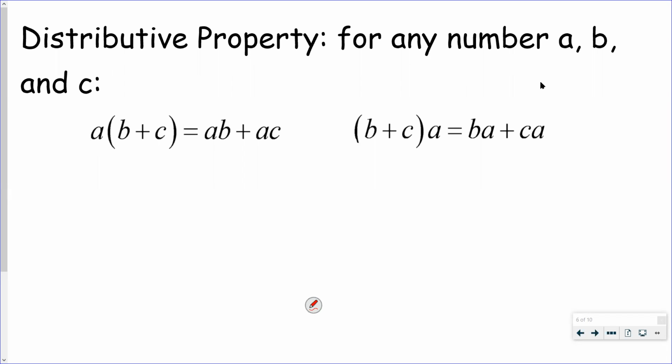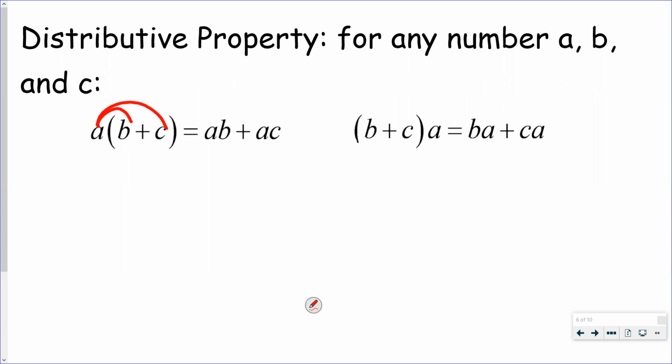If we have the number A and we are multiplying it by B plus C, so B plus C is in here. If we remember from the previous video, we can't combine B and C because they're not like terms. But what I can do is distribute the A to the B, and distribute the A to the C. So what that means is I take A and multiply it by B, I take A and multiply it by C. And then it gives me AB plus AC.